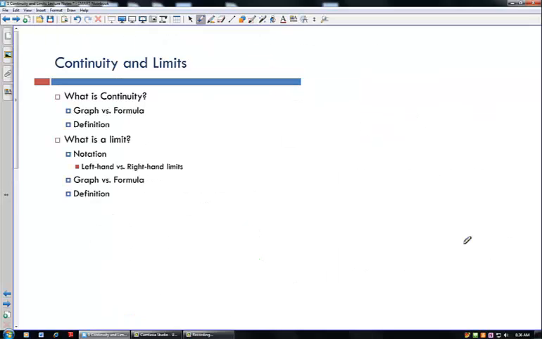Next time, we're going to talk a little bit more about notation. I'll review notation probably, and we'll start talking about formulas. How do you find limits of formulas? And eventually, we'll reach the actual definition of what a limit really is.